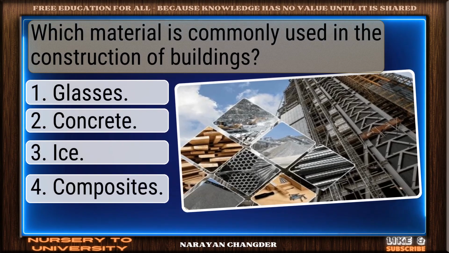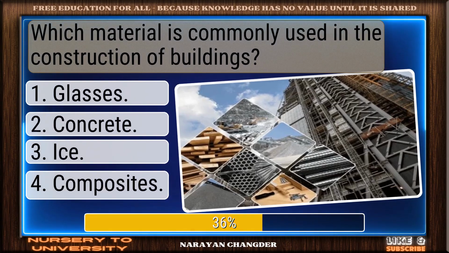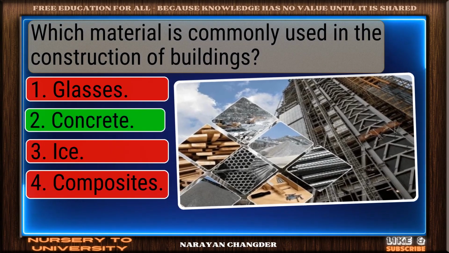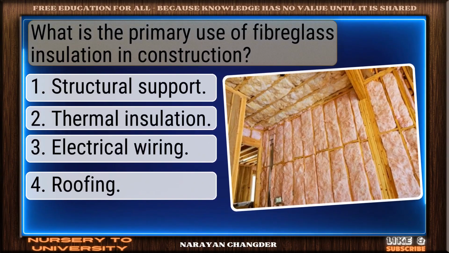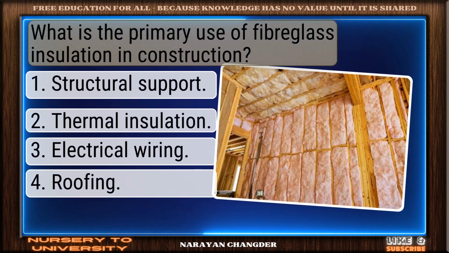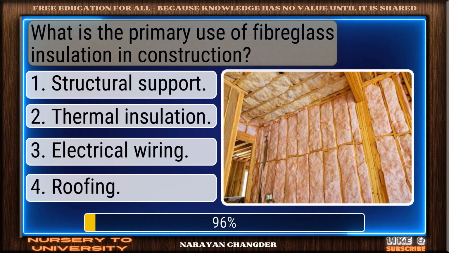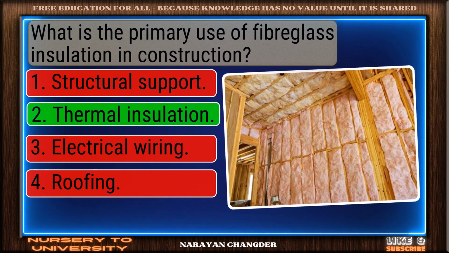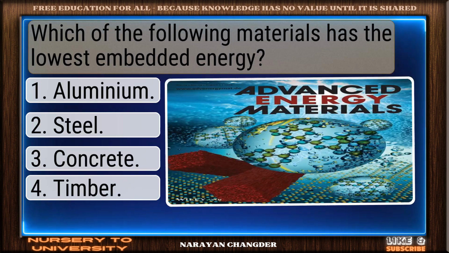Which material is commonly used in the construction of buildings? Correct. Concrete is the right answer. What is the primary use of fiberglass insulation in construction? Good thinking. Thermal insulation is the right answer.